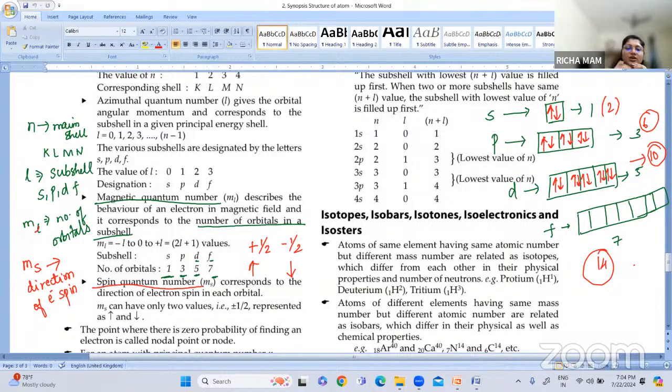Is it clear about quantum numbers? So these are the four important quantum numbers: principal quantum number, azimuthal quantum number, magnetic quantum number, and spin quantum number. Why did I take quantum numbers? Because it is very important for theory point of view as well as for CET point of view. So we are going to solve the questions now.